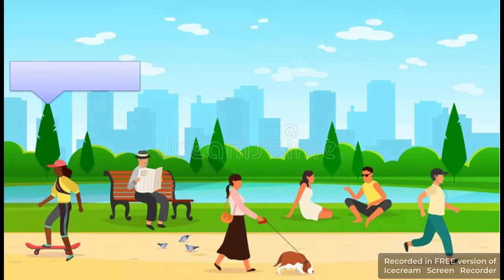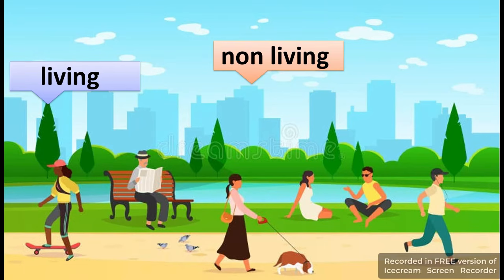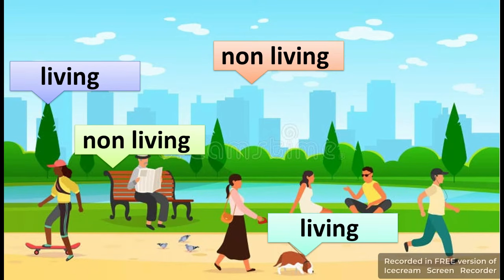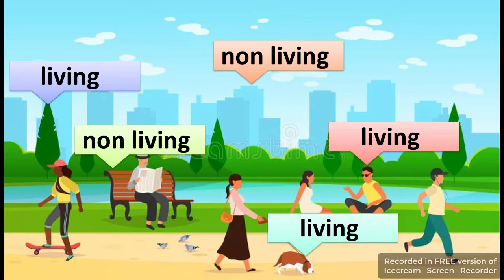Number 1, a tree. It is living. Second is the buildings. It is non-living. Next is the dog. It is living. Next is a chair. It is non-living. And last, human. It is living. Good job, kids.